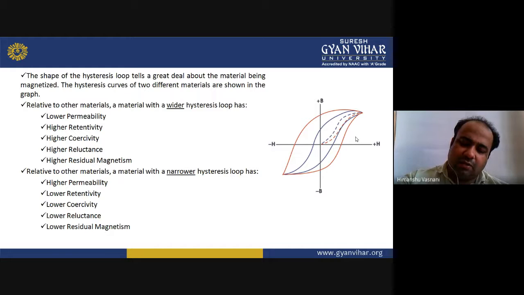So these are the terms, the understanding which you have obtained with the study of this hysteresis loop. If you have a wider hysteresis loop, what values will you have, and if you have a narrower hysteresis loop, you understand what values you will have. So this is just an idea you can understand with the help of this diagram.